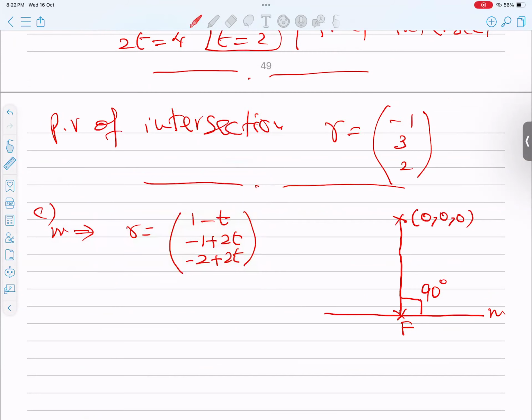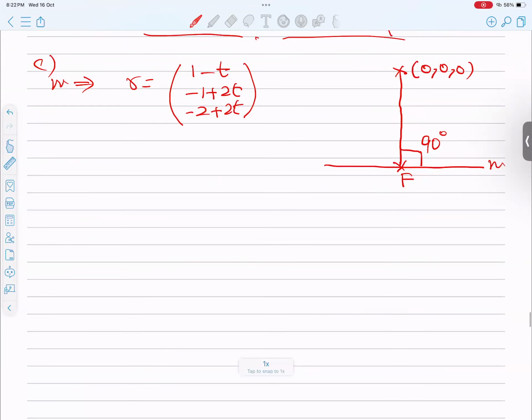Now you may ask one question: why do you convert to standard form? I discussed many times that when a line is converted to standard form, it represents every point that lies on line M. So this I can represent as F. So this becomes OF.